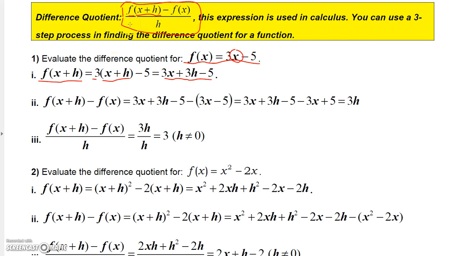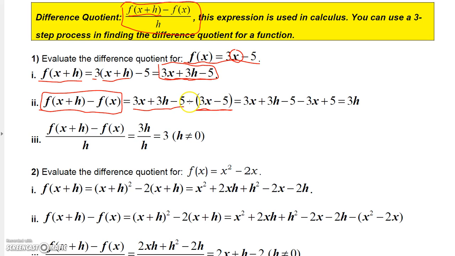That's the numerator. So I'm going to do f of x plus h minus f of x. Well, f of x plus h I've already done, right? See, that's why I wanted to do that first. I already have that. So here it is, f of x plus h. And then I want to subtract f of x. Well, f of x is just the function itself, so I'm going to subtract that.